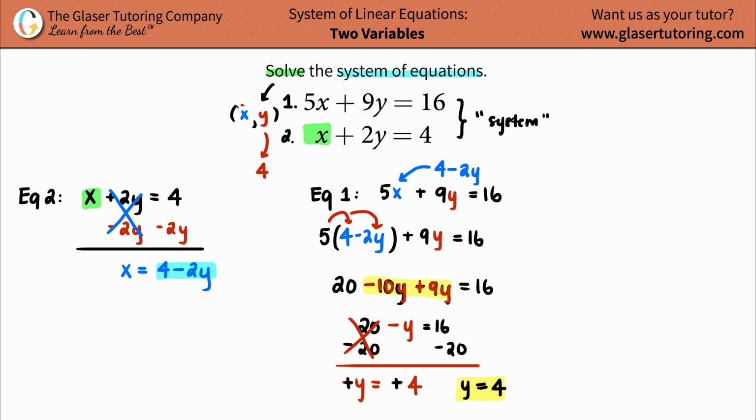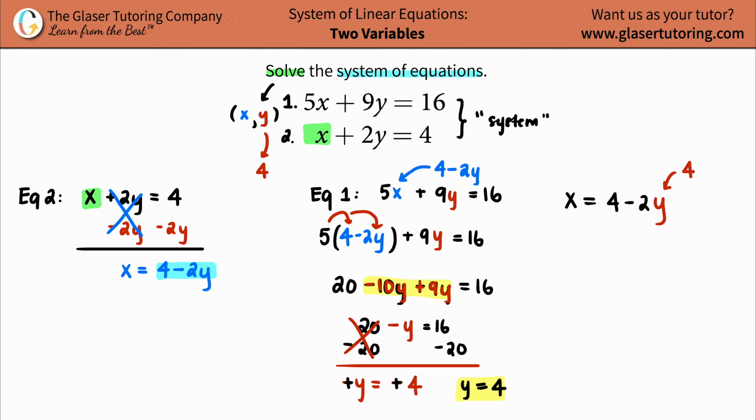Now we have to find that x value. There are 3 things that you could do. You could use the first equation, plug in the 4 for the y value, and solve for x. You could use the second equation, plug in for y, and solve for x. Or what I like to do is, hey, I already have an equation that's set up for what x equals. So I could use that: x equals 4 minus 2y. And now I know that y is 4.